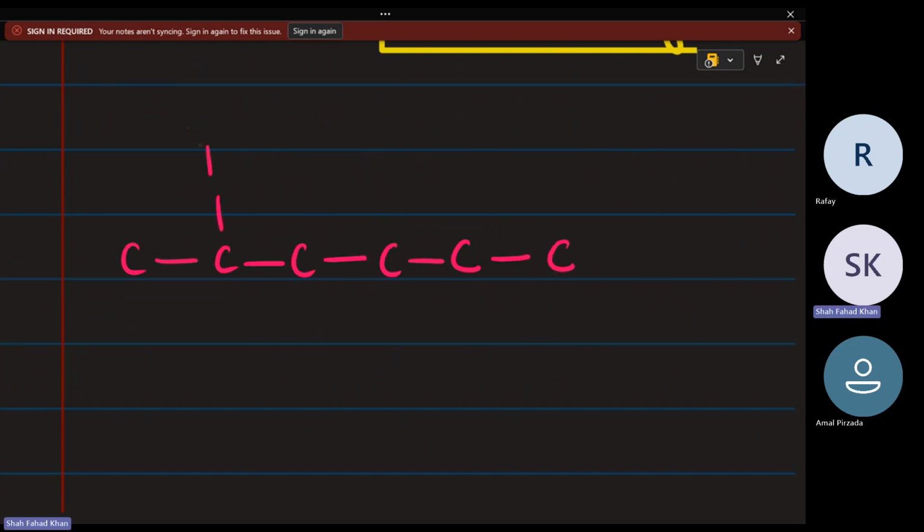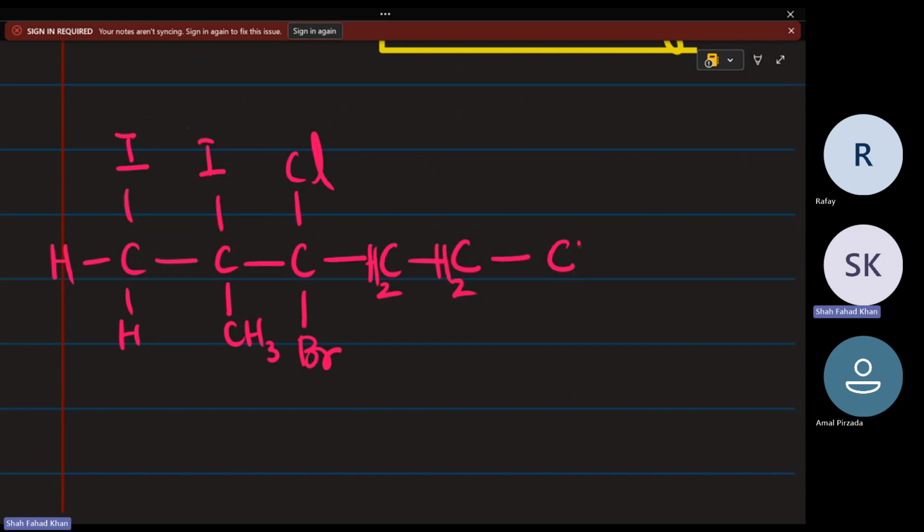Okay, so for example, we have an iodine here, we have a methyl group attached over here, a chlorine group attached over here, a bromine attached over here, and an iodine attached over here as well. Now, this is a compound that we have to name. What side do you think we are going to number it from?